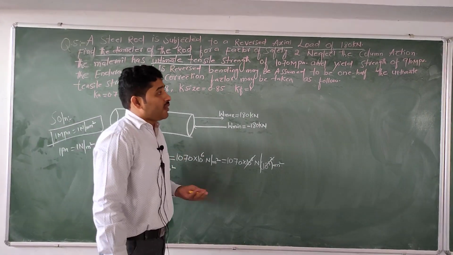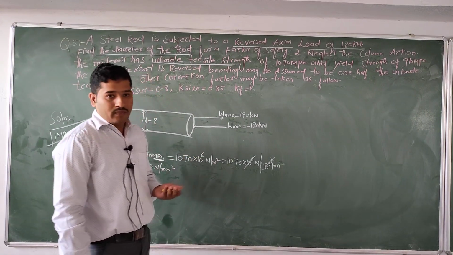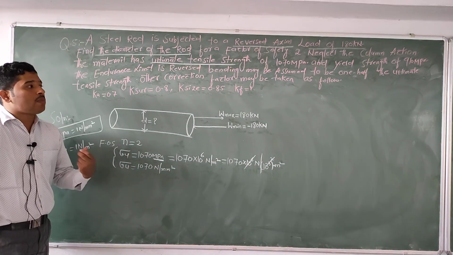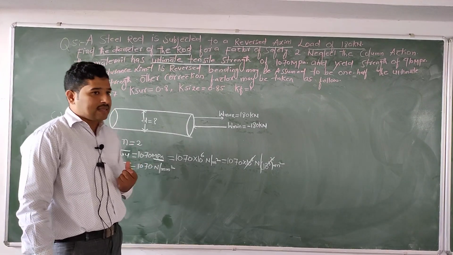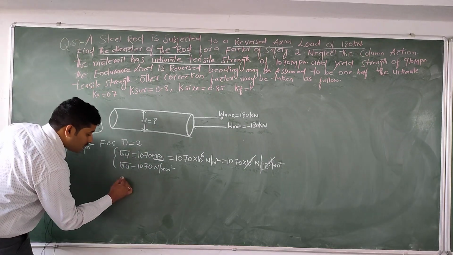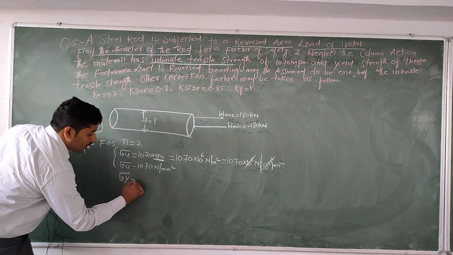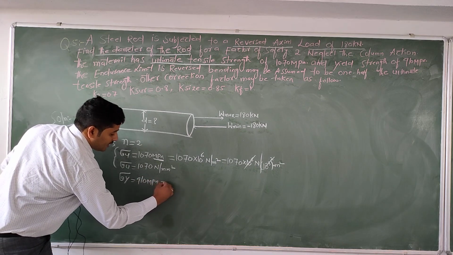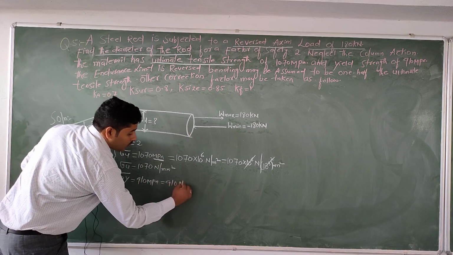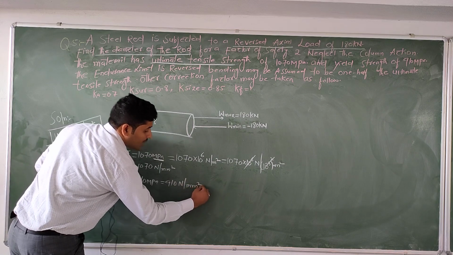Okay, then the yield strength of this material. Yield strength is nothing but the sigma y value. How much is given here? 910 megapascal is given. Then we can represent here sigma y equal to 910 megapascal. Then we can easily convert it to 910 Newton per millimeter square.